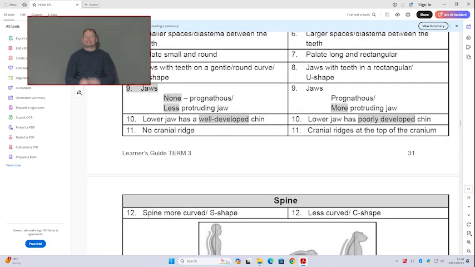Then the 10th one, the lower jaw, it has a well-developed what? Chin. So for the chin, we use the word well-developed. For us, our chin is well-developed, while for other primates, the chin is poorly developed.